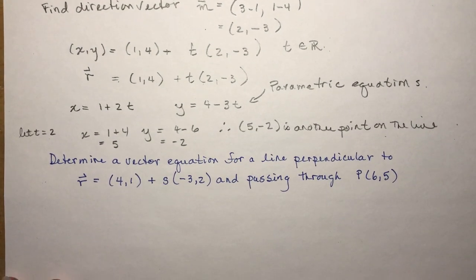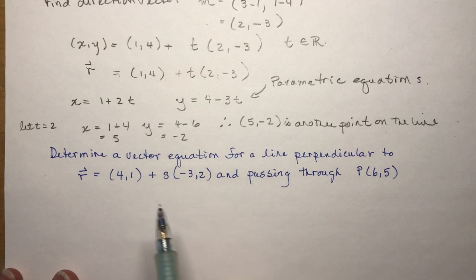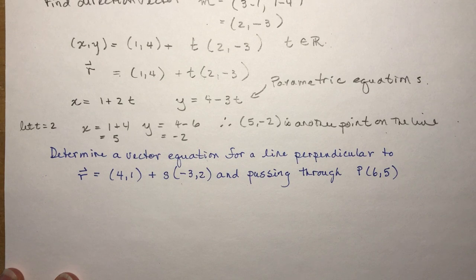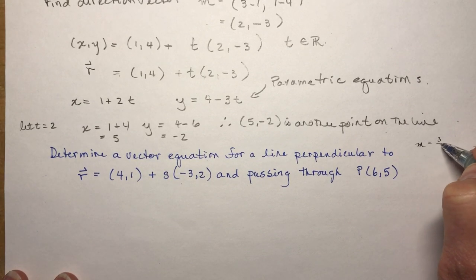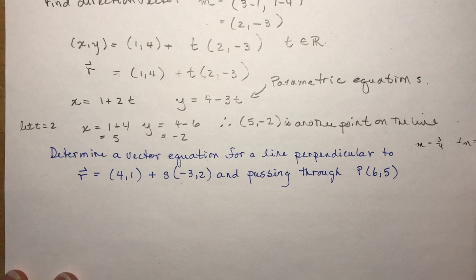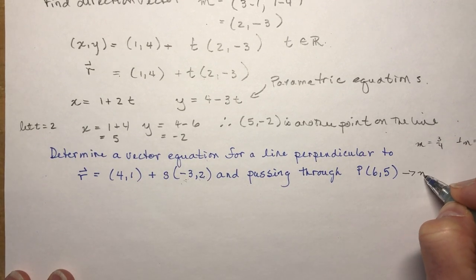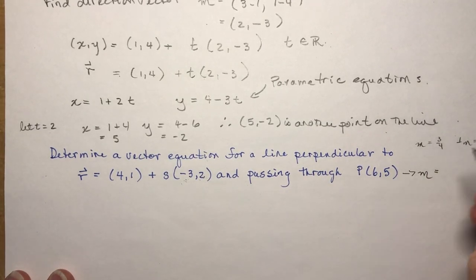Okay, and probably the trickiest, which isn't very difficult here, it says determine a vector equation for a line perpendicular to this and passing through this point. Well, you know how to find a line that is perpendicular. Remember perpendicular? If I said the slope was 3 over 4, a perpendicular slope would be minus 4 over 3, or the negative reciprocal. So the only tricky thing to remember here is this is like your slope. If I asked you what the slope is for this line, you'd say the slope is 2 over minus 3, or minus 2 over 3. So the perpendicular slope would be 3 over 2.